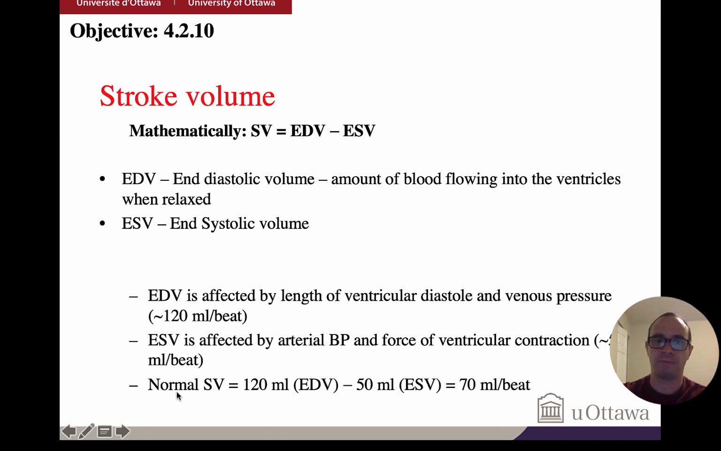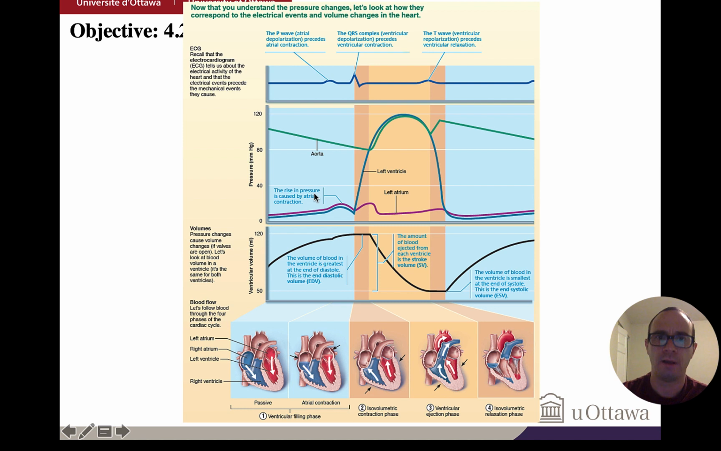So this is how we define stroke volume, and that's paired with heart rate to determine your cardiac output. I just want to talk about these volumes. I touched on it a little earlier. The end diastolic volume in this case is the volume right before the ventricle contracts. And then the end systolic volume, which is this line here, is after contraction.